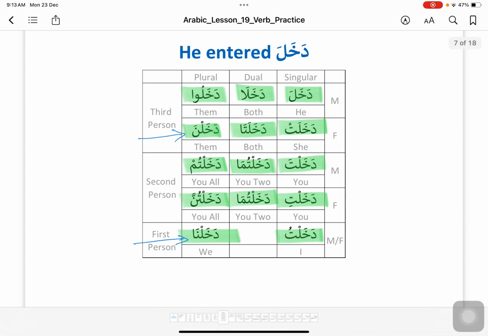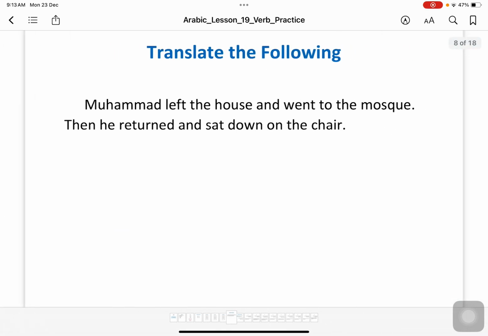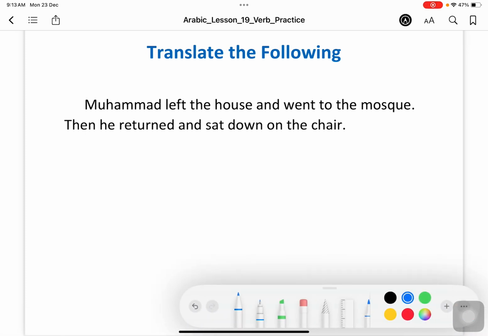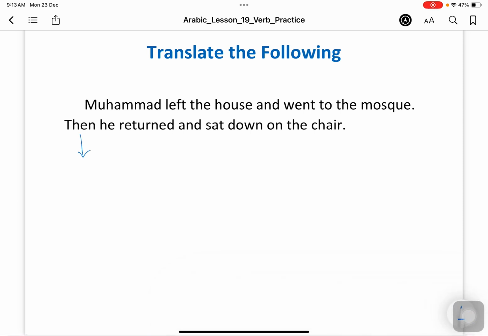Okay. Now, what I would like for you to do is pause the video and try to translate this sentence, and whatever we have learned so far, with it, it's possible to translate this sentence. The sentence is, Muhammad left the house and went to the mosque. Then he returned and sat down on the chair. The only word that we have not learned that is in the sentence is the word then.